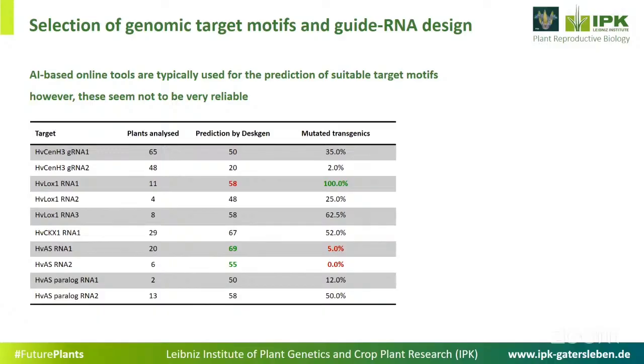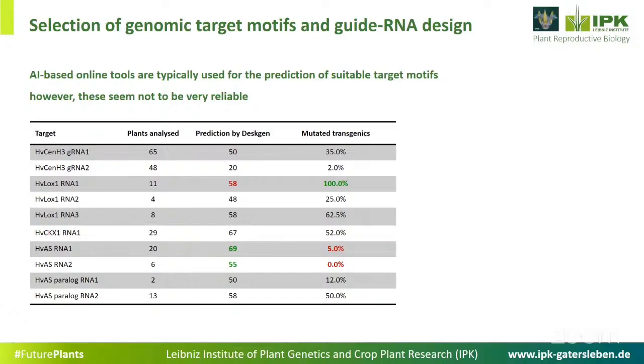case, the prediction was, in green, 69%, and we obtained only a 5% mutation rate. And the line thereunder, no mutation at all, even though average efficiency was predicted. And based on that, we should select our target motifs.